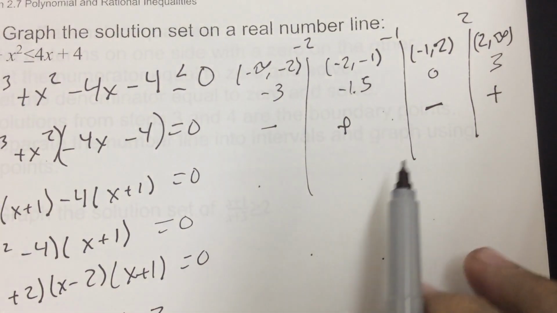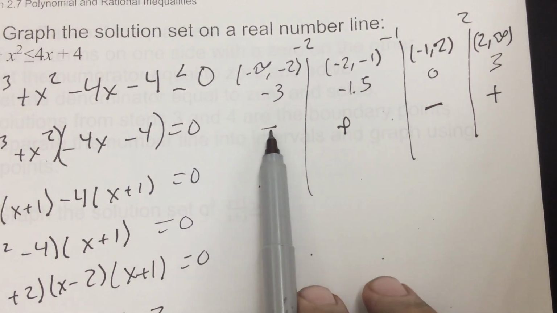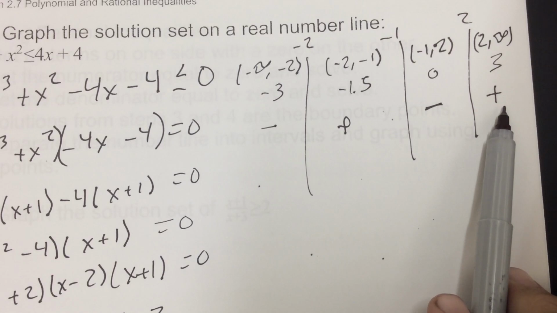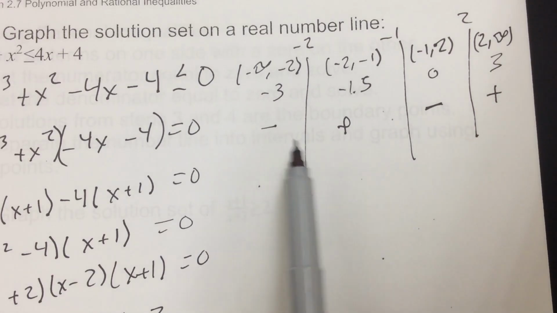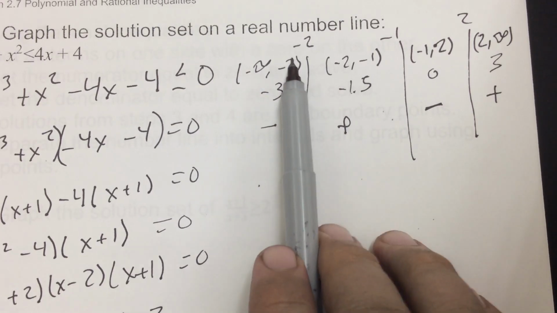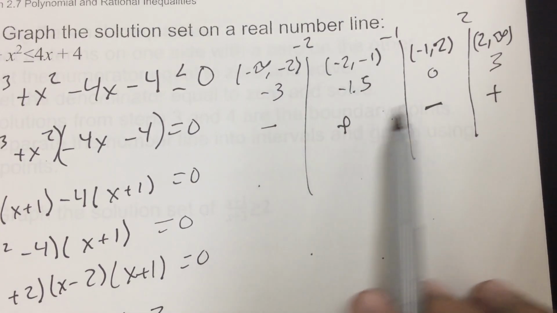So you might have noticed from the last one and this one, we have a pattern of opposites. That's how it should be. It should alternate here. If you get the same signs, then check your boundary points because it should switch at the boundaries.